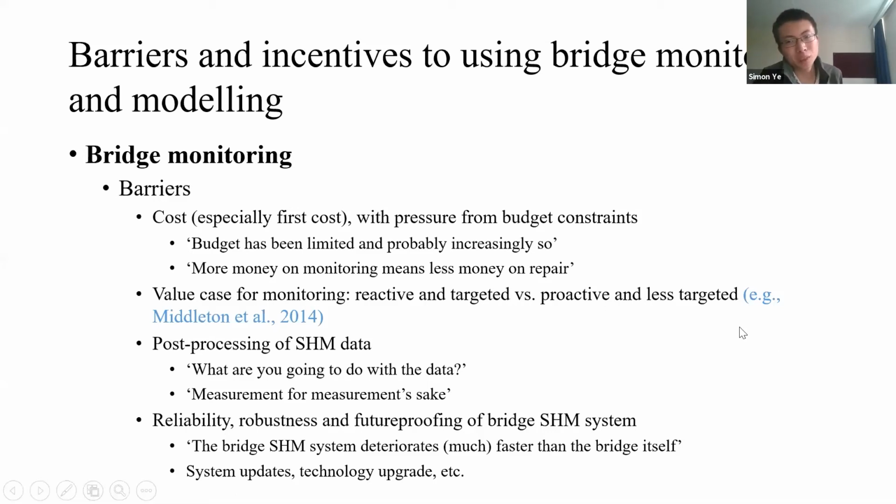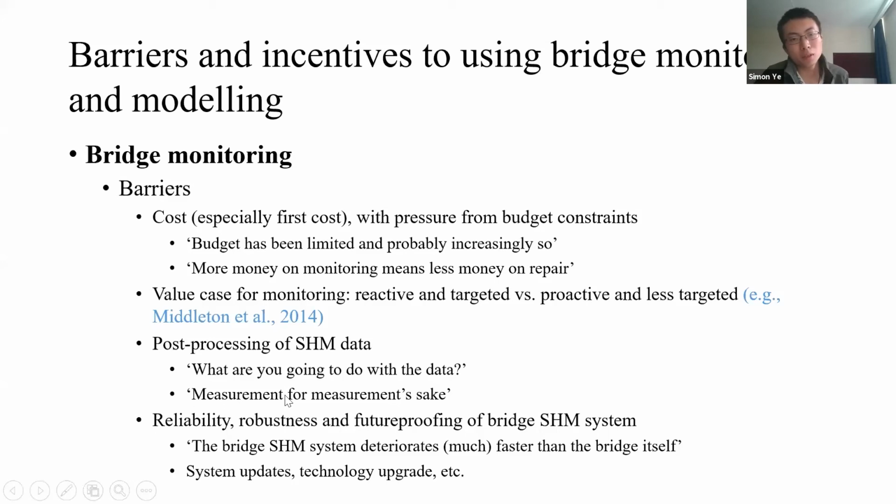So there's whole loads of issues with actually implementing proactive and less targeted monitoring. Here's a case study, and if you're more interested in this area, I would suggest that you look at this case study. The next one is the post-processing of structural health monitoring data, addressing the question of what you are going to do with the data, especially if there is a large volume of data coming in. At the moment, there is probably no satisfactory answer to that, so we as researchers still need to work more on that.